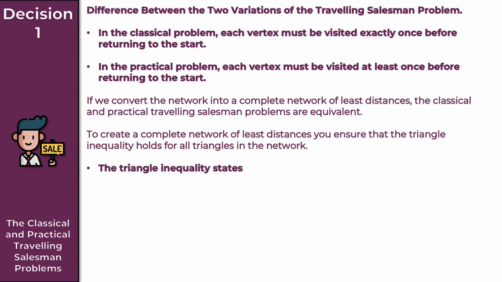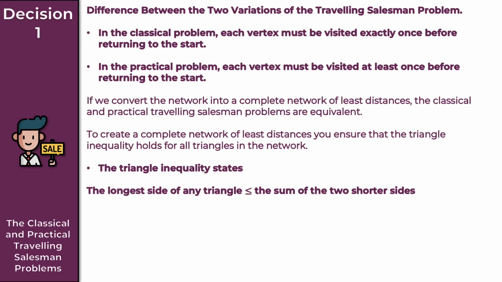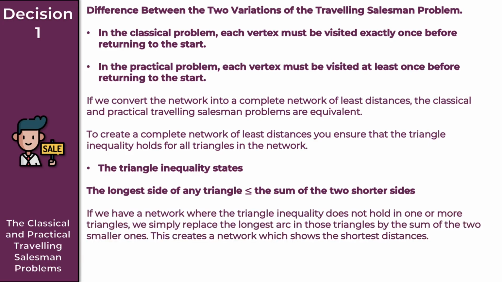Okay? So the triangle inequality states then that the longest side of any triangle must be less than or equal to the sum of the two shorter sides. Now, if we have a network where the triangle inequality does not hold in one or more triangles, all we simply do then is replace the longest arc in those triangles by the sum of the two smaller ones. What this does then is this creates a network which shows the shortest distances.